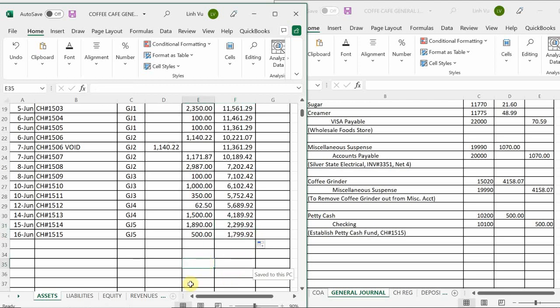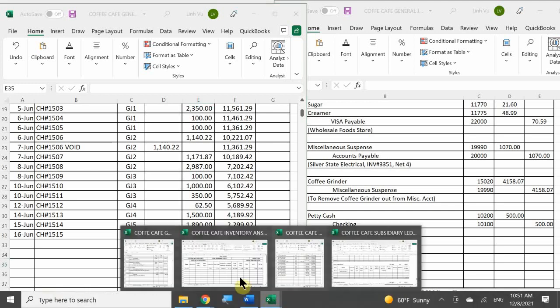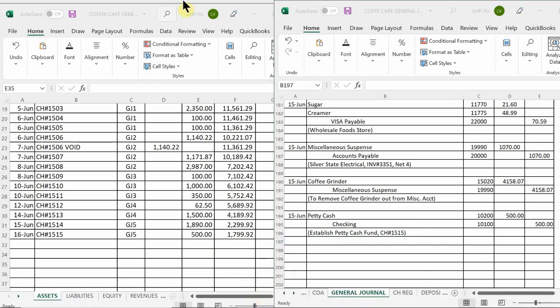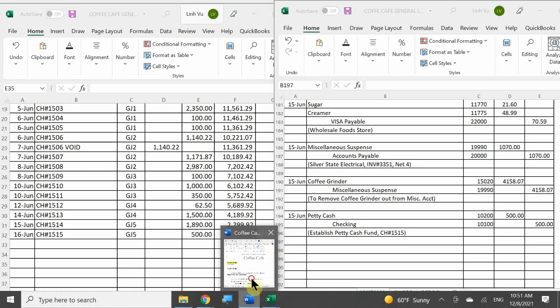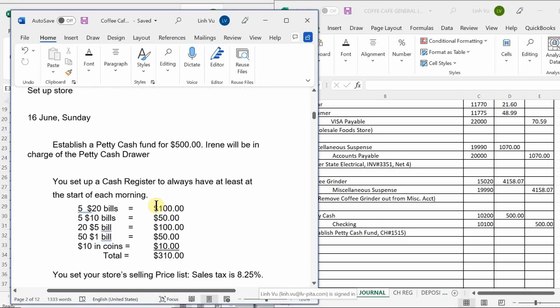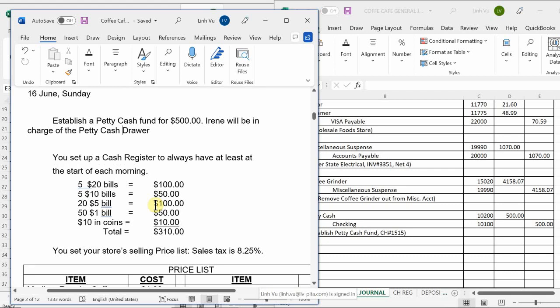Anything else we need to do? No. Okay. Oops, hit the wrong one. There we go. Now we decide to set up the cash register by putting money in there, right? In order to exchange money with our customers, we need to have a cash register full of money. So in this case, I need exact change of five $20 bills, five $10 bills, two $5 bills, five $1 bills, and of course, I need $10 in coins. Okay?